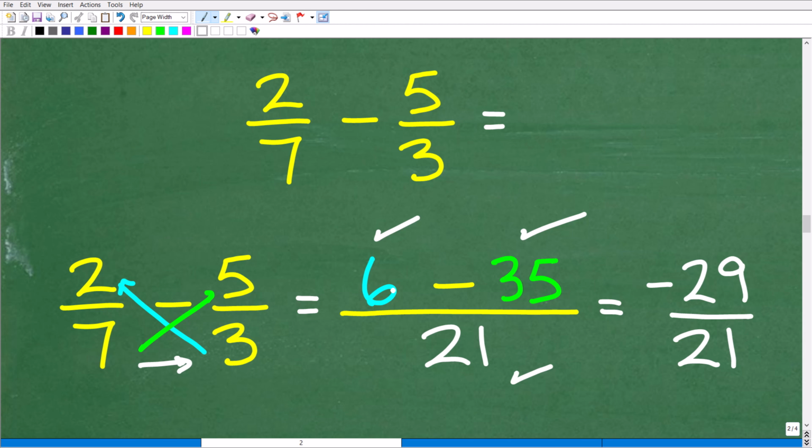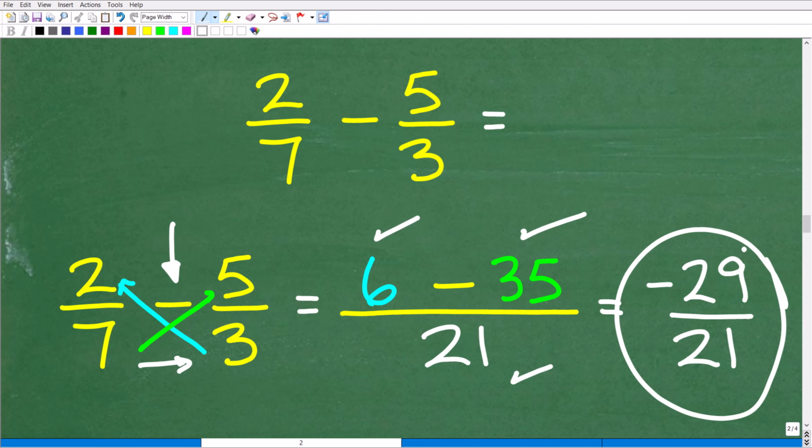Now, you got to be super careful anytime you see subtraction in mathematics. There's always a possibility of having a negative number. So here, 6 minus 35 is not 29, that's negative 29. So you got to be very cautious with that as well. When you see subtraction, be very mindful. So anyways, this is negative 29 over 21.